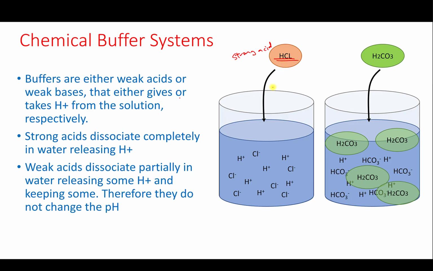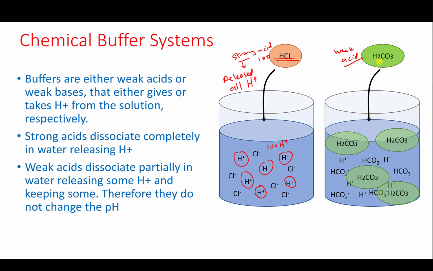So when we dump HCl in a cup of water, we will see the release of hydrogen ions. All of the hydrogen ions were released from the HCl. So if I drop 100 molecules of HCl, I will see 100 hydrogen ions in the cup. So it's strong because it released all of its hydrogen ions. Weak acids don't release all of their hydrogen ions.